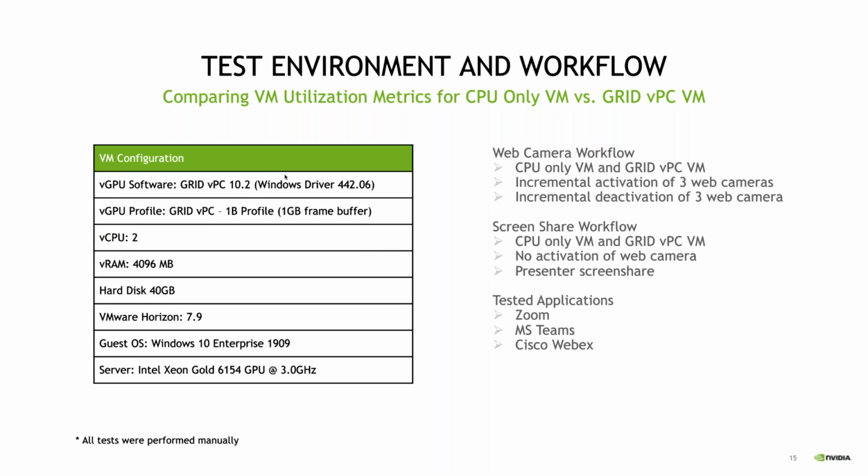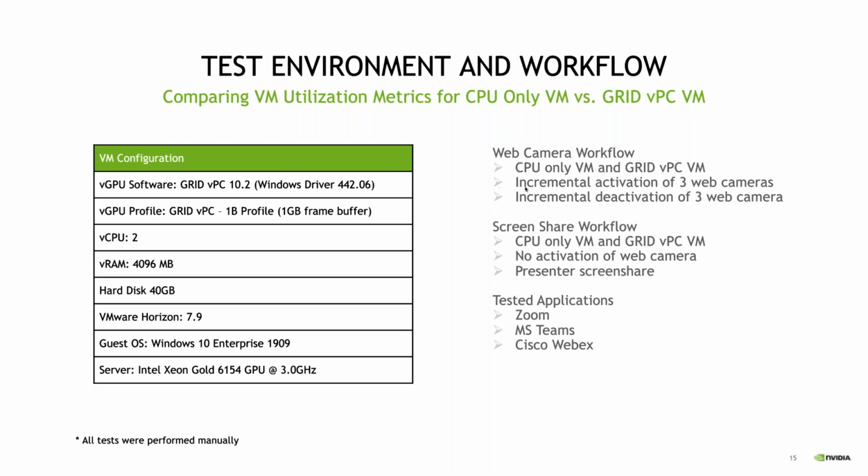If you look at the video conferencing test that we did, we ran tests using Dell servers with Xeon Skylake CPUs on Windows 10 Enterprise 1909. For the VMs, we configured 2 vCPUs and 4 GB of RAM. And the tests were a comparison between a vPC-enabled setup versus a CPU-only environment. For the vPC-enabled setup, we had a 1 gig profile configured that would allow each of the VMs to have access to the GPU and a dedicated 1 gigabyte of frame buffer.